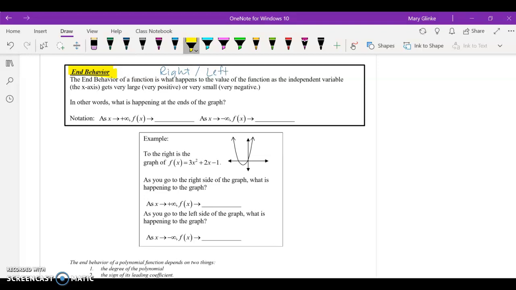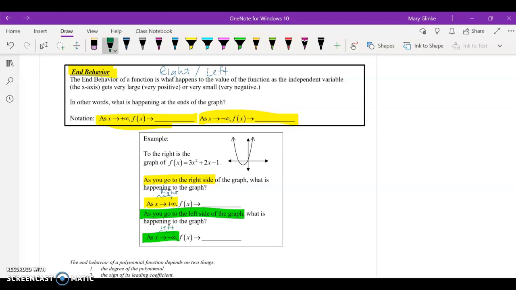So here is your notation. You're going to need to know what this means as you look at it. This stands for, as you go to the right side of the graph, where is your graph going? And then as you go on the left side of the graph, where is your graph going? The way you know it's going to the right is that x is going to positive infinity. This means as you go to the right. Whereas this next one, you can see x is going to negative infinity. That means on the left of your graph.